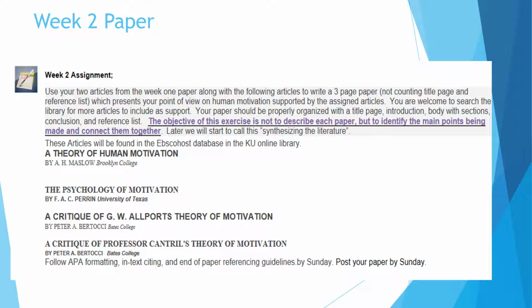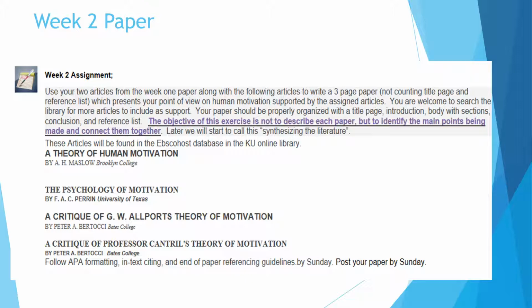Is there some sort of a development of ideas on human motivation represented in this stream of literature? Okay. If you think you need more to be able to write this 3-page paper, obviously go back to the library and find some more articles, because they're all going to contribute to your eventual literature review, which is going to have at least 20 to 25 references by the end of the class.